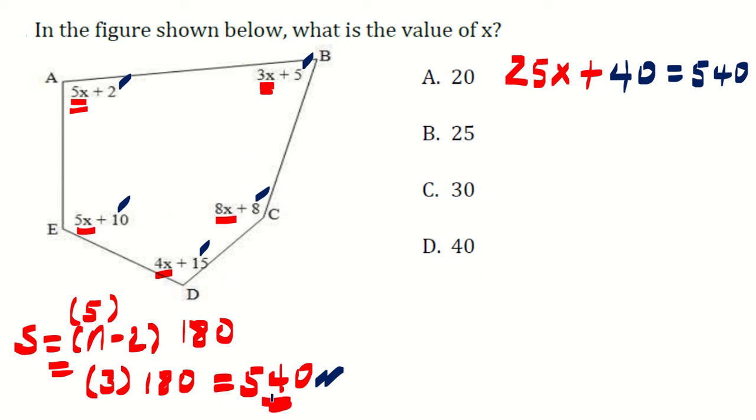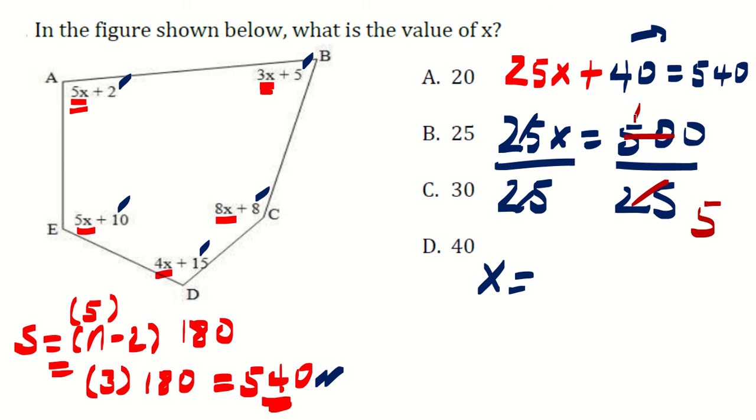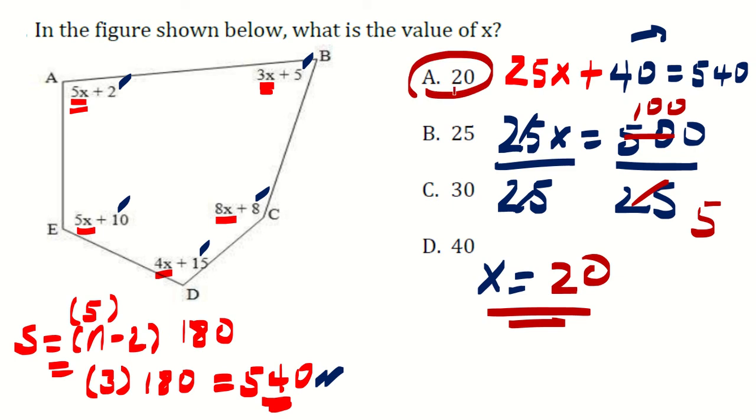We have got 540. Therefore, 25x is equal to, this 40 will go and subtract it. So it's going to be 500. Then divide by 25, divide by 25. You can cancel here, so the x value will be, when we are simplifying, we can change the color. This one by 5 will be just 5. This one by 5, it's going to be 100. So 100 divided by 5, it's 20. So the value of x must be 20, so the answer is found in A.